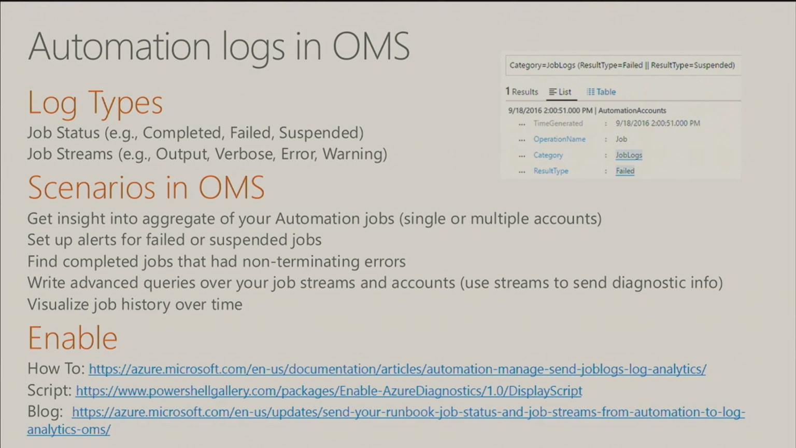You have a view into the health of the jobs that you're running, and I'm going to show you a scenario here where that becomes useful. And again, if you're using Azure Automation and you want to enable your jobs to go into OMS, it's very easy. There's a blog about it, and it's a very easy process to make that happen.